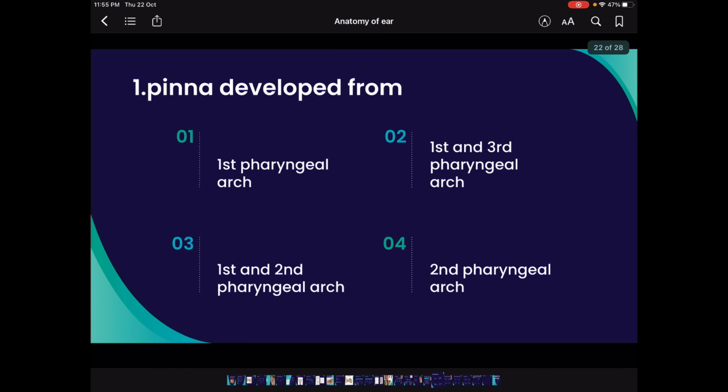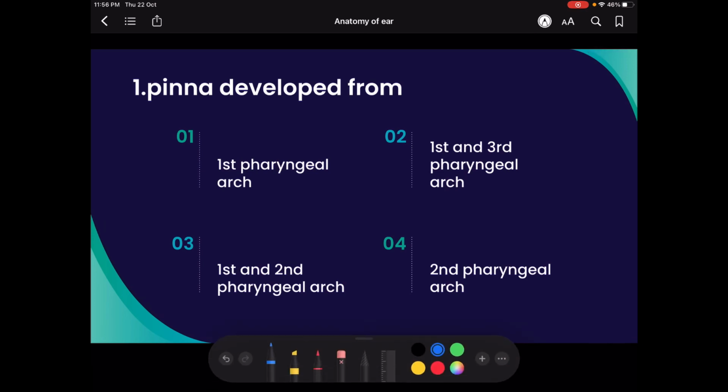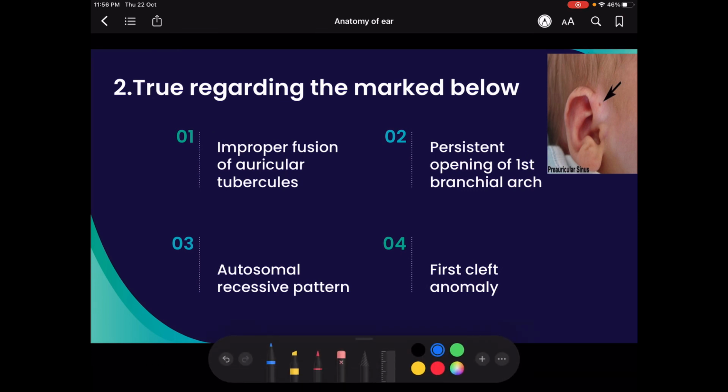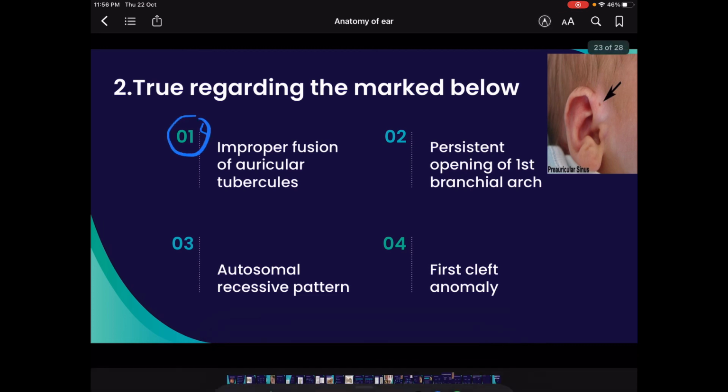Some questions from the above two topics, please try to answer them. The pinna is developed from the first and second pharyngeal arches, or the branchial arches. The next question: true regarding the mark below. As we know, this condition is the preauricular sinus. Preauricular sinus is mainly due to the improper fusion of the first and second pharyngeal arches, that is, the improper fusion of the auricular tubercles. Auricular tubercles are nothing but the hillocks which are formed by the first and second branchial arches. So the answer is 1.